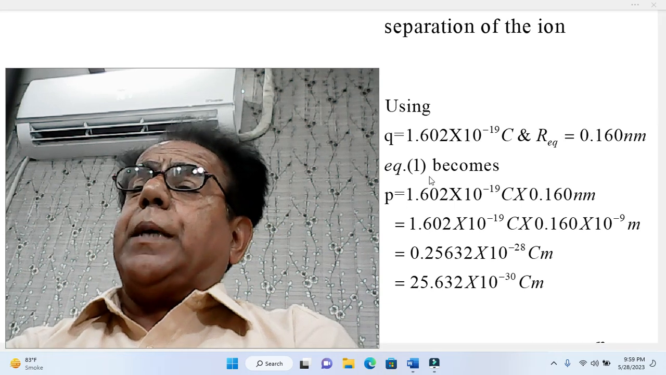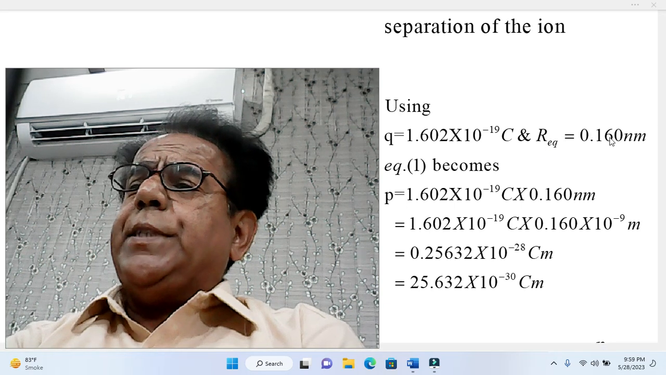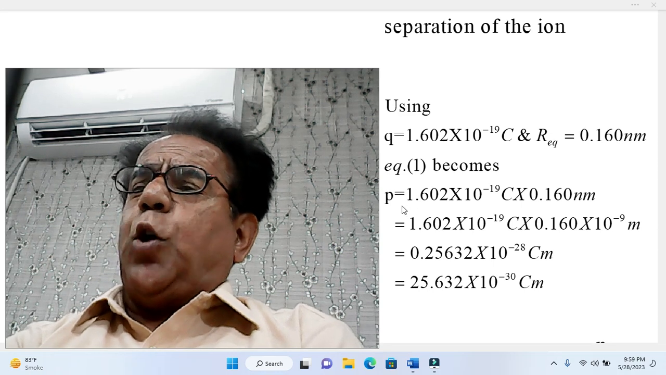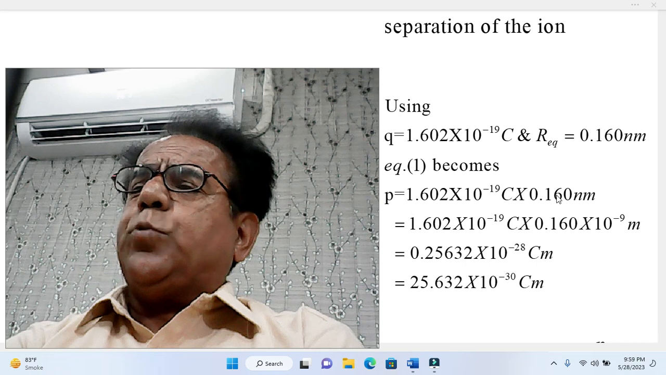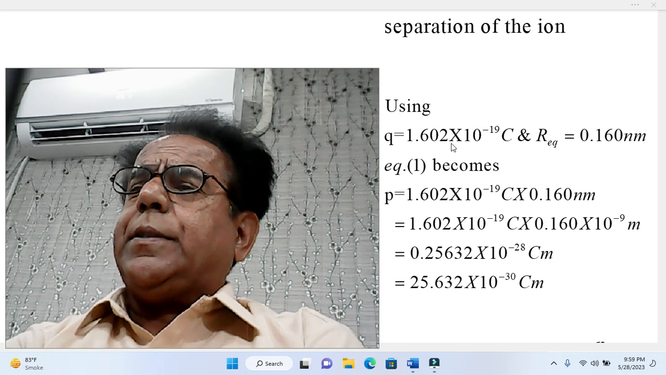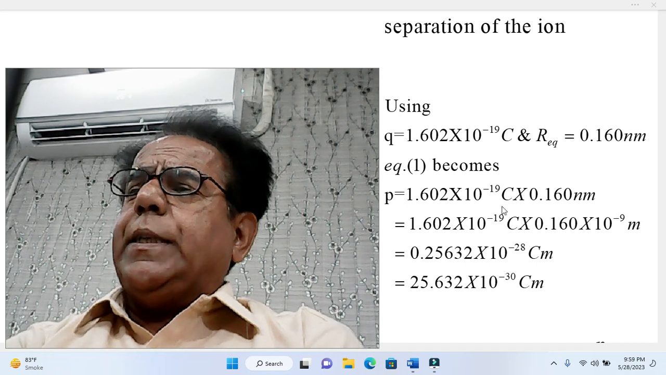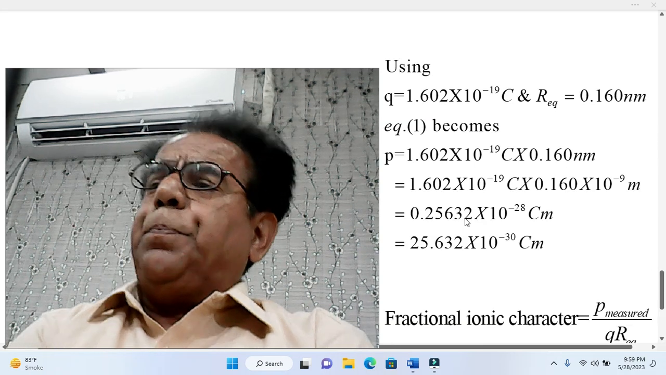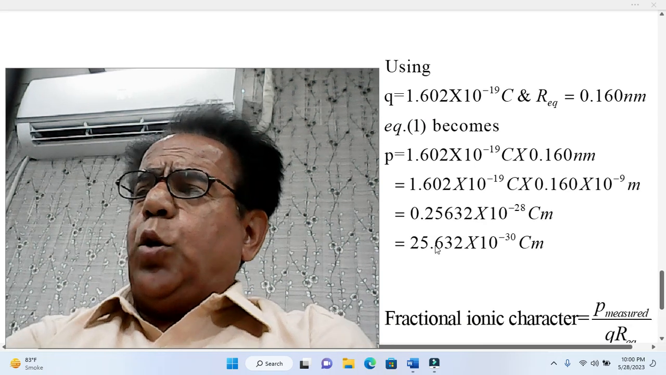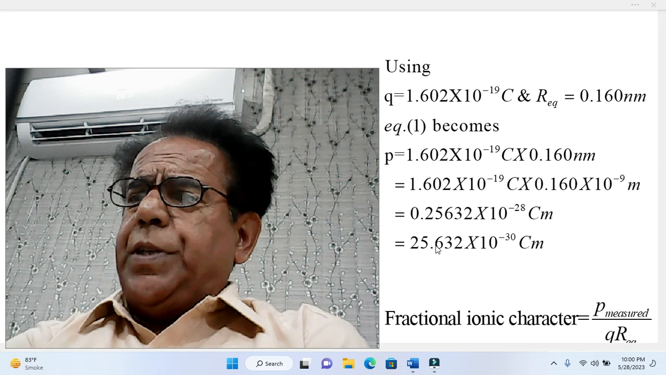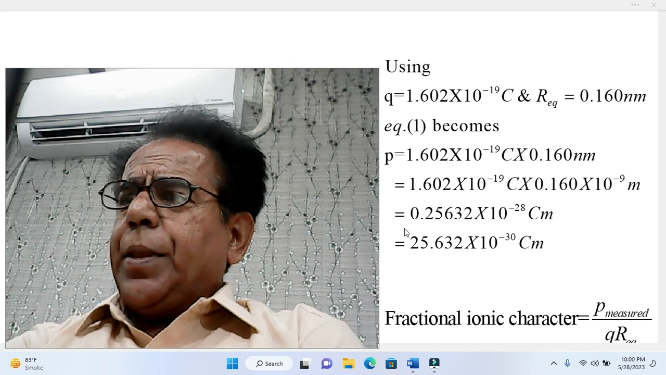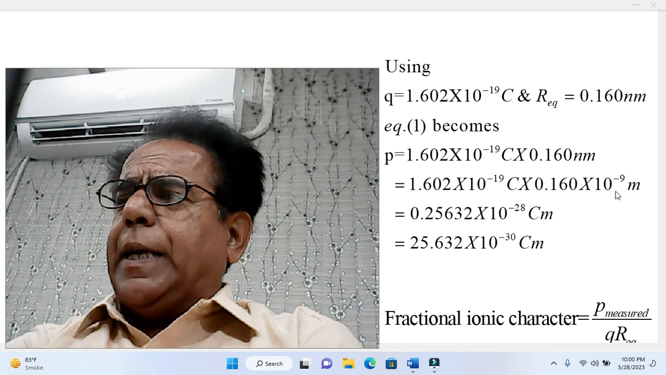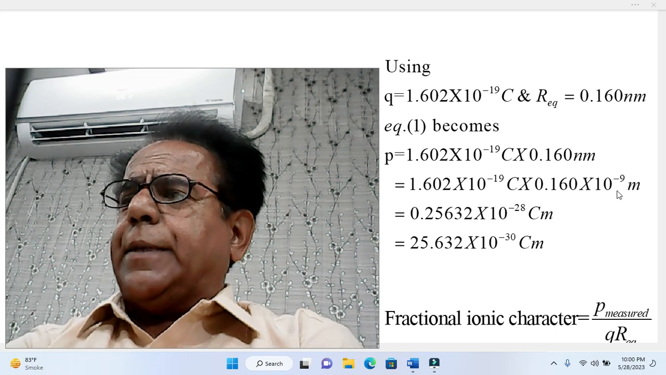equation number 1 becomes, we have just put these two values in equation number 1, and it takes the form P equal to this into this. What we have done is just put these two values in, and next there will be only simplification. How do we affect this simplification? Dear students, here in place of n we have replaced it with 10 to the power minus 9.